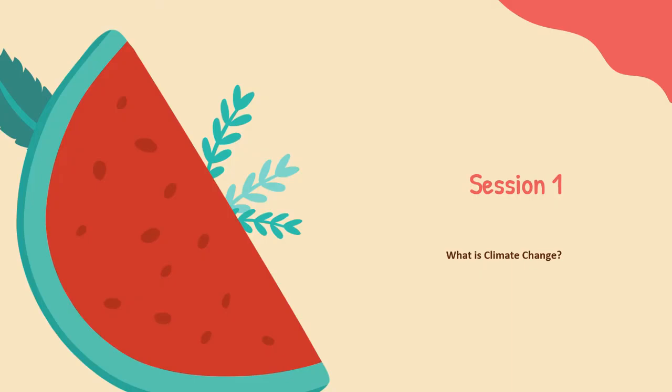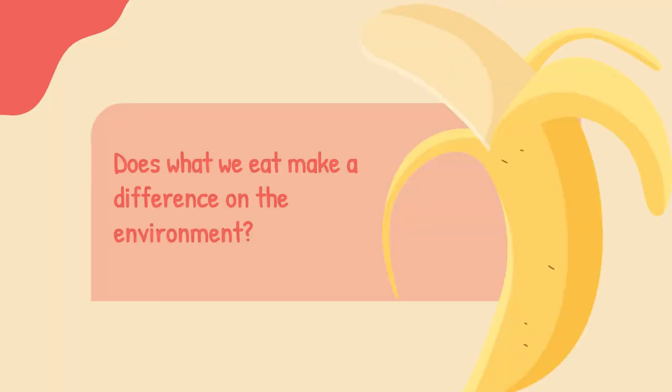Session 1, what is climate change? So, important question, does what we eat make a difference on the environment? Students may have some preconceptions about this, which is awesome. We have a series of videos and other pieces of information that are going to help them think through this question. So we have this essential question that we're working on in this lesson.